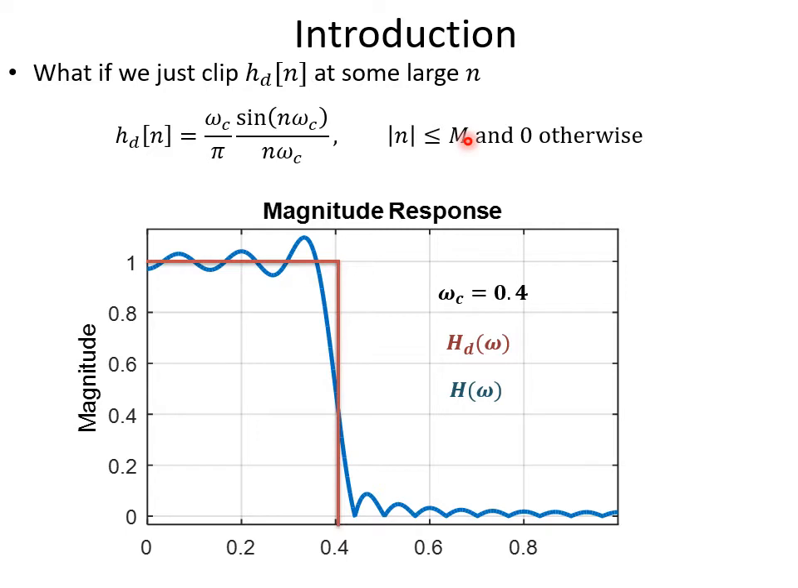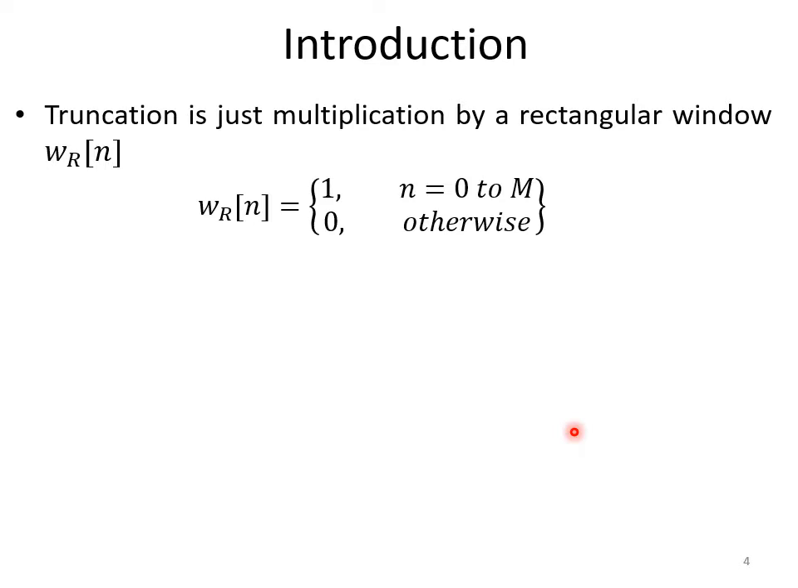M should be as large as possible, so that the H of omega here, the one in the blue color, should look like Hd of omega. Right, so the truncation is just multiplication by the rectangular window function WR of n. WR of n is equal to 1 when n is equal to 0 to M, and it is equal to 0 otherwise. Now let me clear one thing before moving further in this lecture.